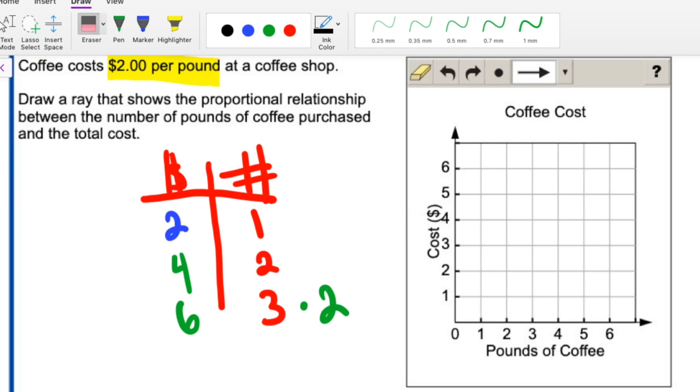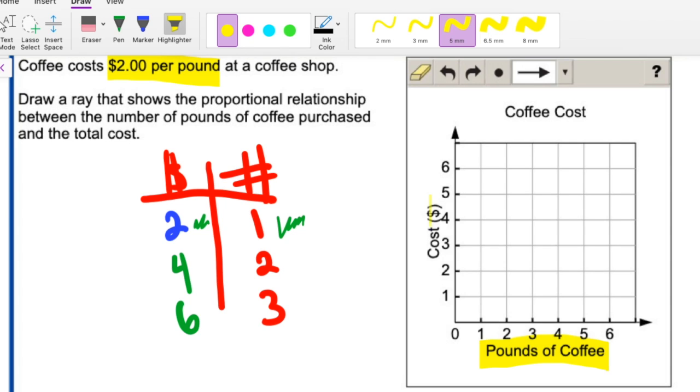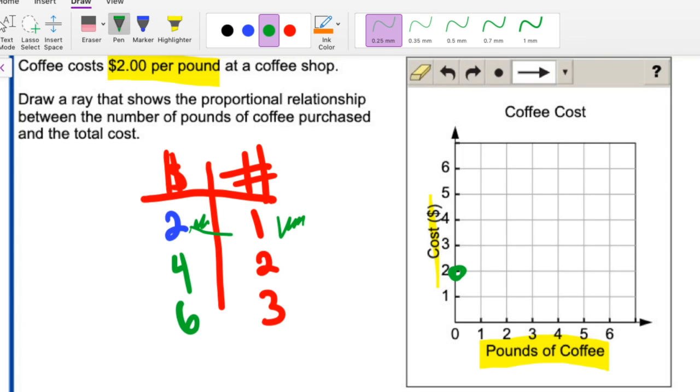But unfortunately, the question didn't ask us to find how much it would cost. The question wants us to graph and draw a ray to show the relationship. So we know that for 1 pound, it's going to cost $2. So we look at our little chart that's given to us, and we find where are the pounds and where's the cost. Perfect. So we're going to go up to $2 because that is our first given. $2 is going to be right here. And we're going to see that at $2 we get 1 pound.